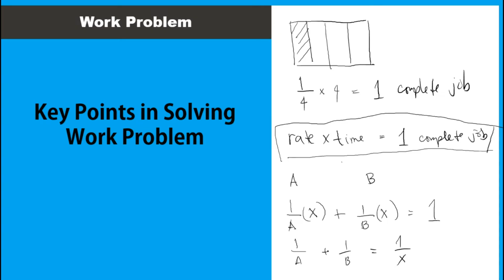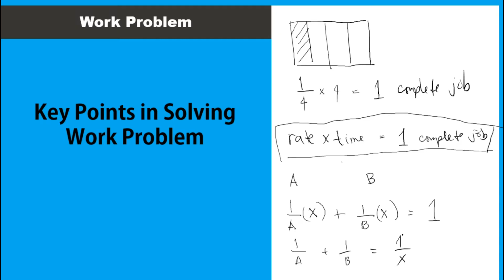A corresponds to the number of hours it takes for person A to complete the job, and B corresponds to the number of hours it takes for person B to complete the job. X corresponds to the number of hours they can do the job together. So this is the principle of work problem.